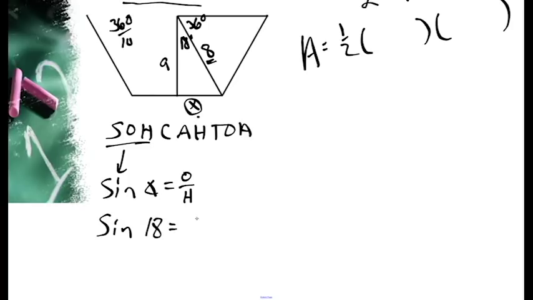So the sine of 18 degrees is equal to x over 8. Our variable is in the numerator, so we can go ahead and multiply both sides by 8, giving us x equals 8 times the sine of 18.